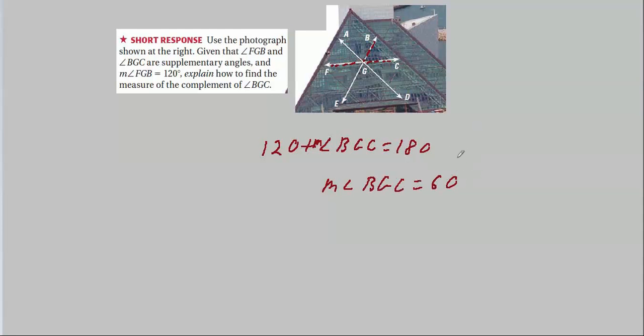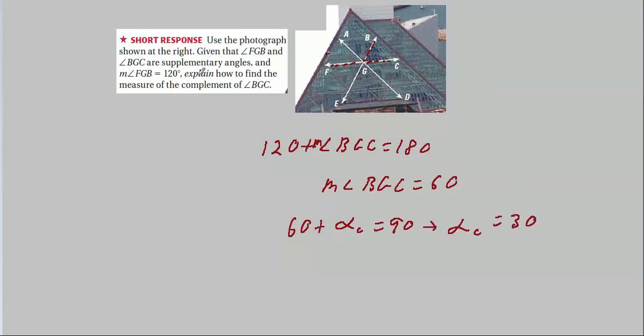Now to find the complement of BGC, what would you do? What does it mean to be a complement? Well, let's say alpha sub C is the complement of this. Then we have 60 plus alpha sub C equals 90 degrees, or alpha sub C equals 30 degrees. See, it's not really that bad.